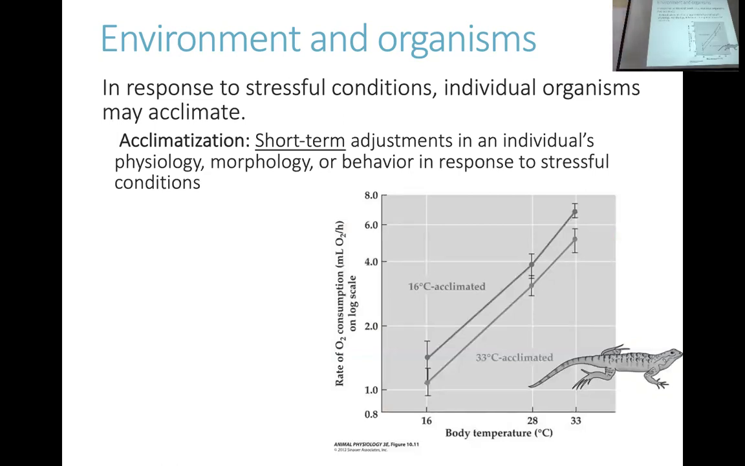Most organisms have to deal with some kind of stress. They're not living in the most ideal place all the time. So that's where they can, what we call, acclimatize or acclimate. So in stressful situations, this is where organisms make short-term adjustments. So I underline short-term here. I'm going to talk about some longer-term adjustments they can make, but this is short-term. It could be a short-term change in their physiology, their morphology, their behavior in response to some kind of stress.